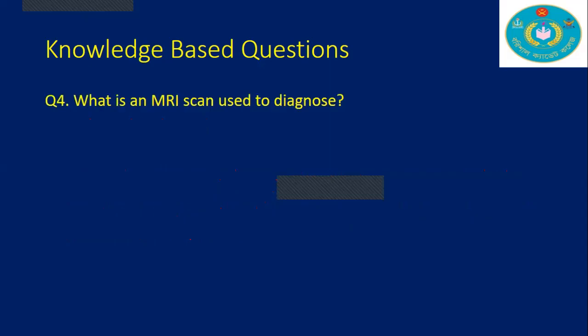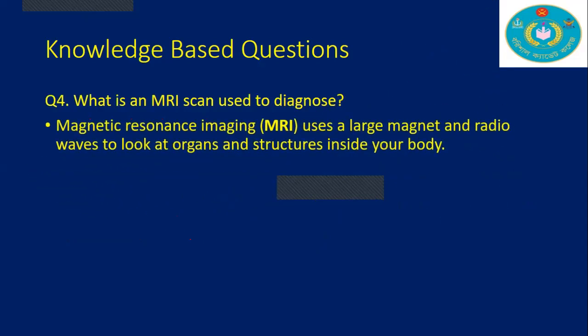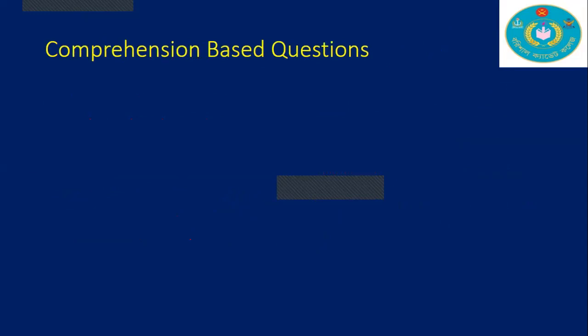And what is an MRI scan used to diagnose? That is MRI, that means magnetic resonance imaging, which uses a large magnet and radio waves to look at organs and structures inside your body. MRI is useful for examining the brain and spinal cord.